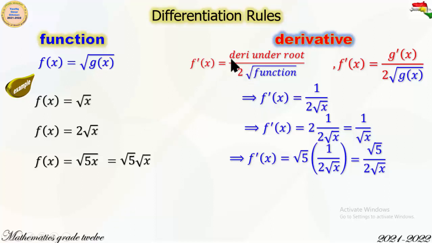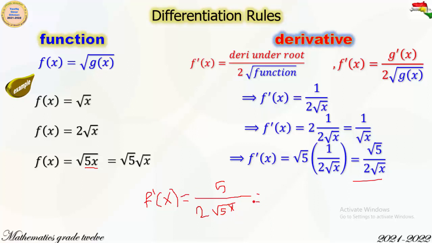square root of 5 times 1 is square root of 5 over 2 square root of x. The second way, we can use this definition, f prime of x is equal to, write a line, the derivative of what is under the square root. Under the square root you have 5x, the derivative of it is 5. Then write 2 square root of 5x. As you can see, you have a different answer, but they are the same.